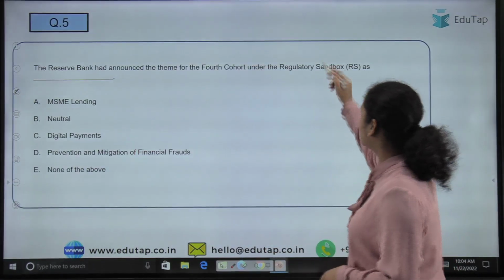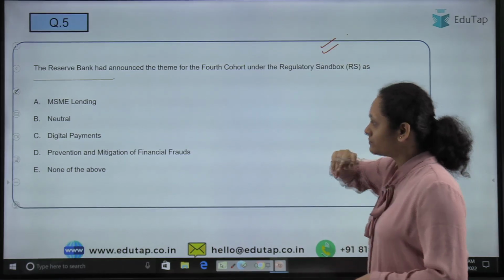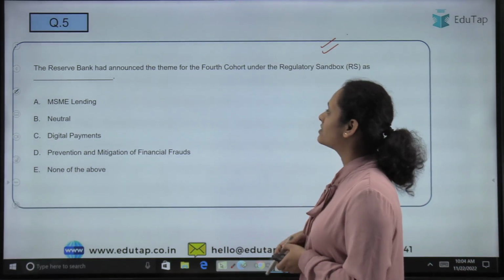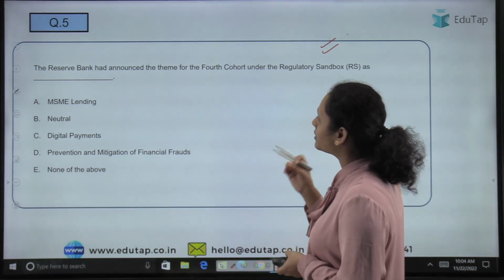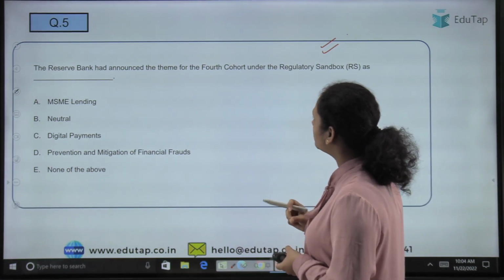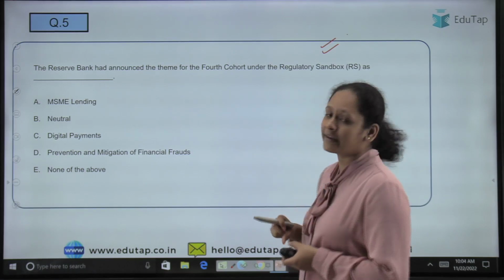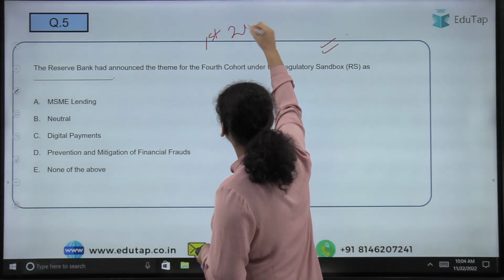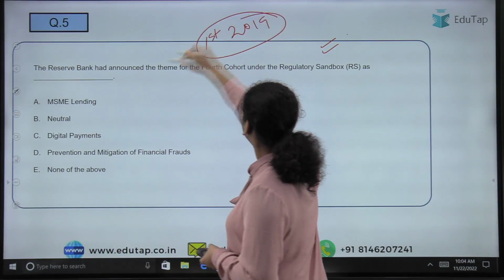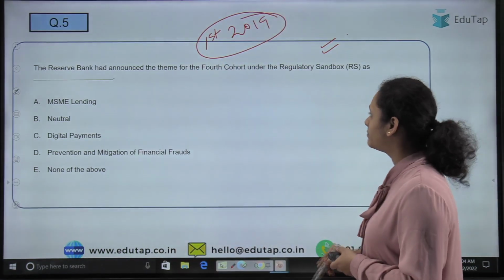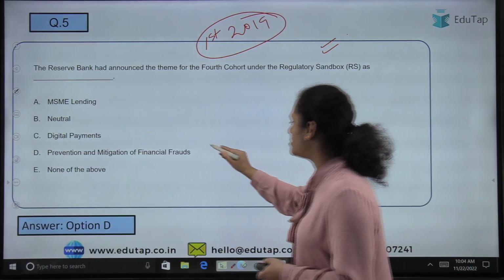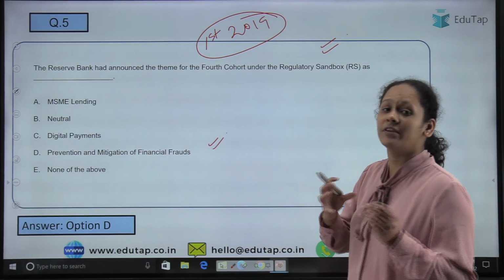Now let's move to the last question. As I said you that regulatory sandboxes are theme based. This question asks that what was the theme announced in the fourth cohort under regulatory sandbox. So first cohort कब आया था? In the year 2019. And now you have to let me know the theme of fourth cohort. The correct answer is prevention and mitigation of financial frauds.